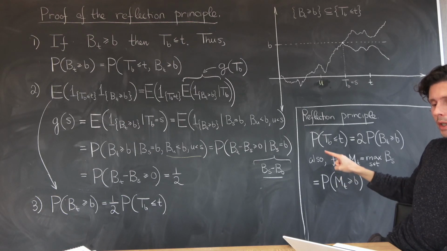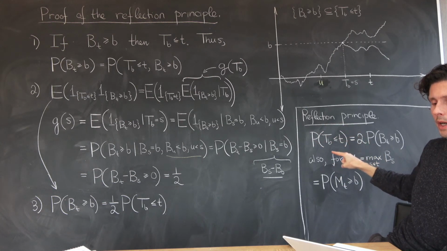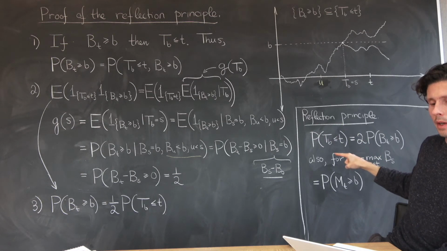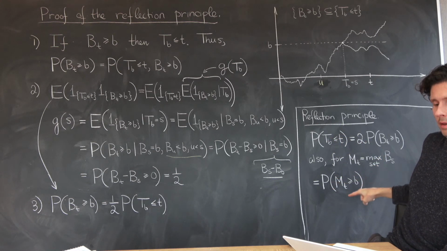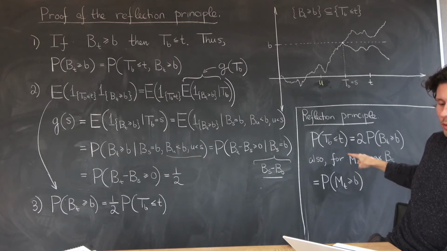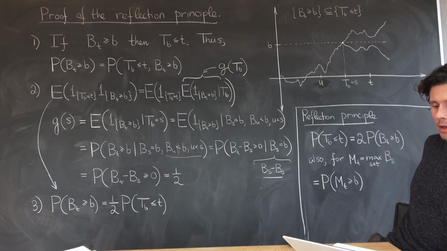So now not only can you get the distribution of T_B, you can also get from this the distribution of the running, what's called the running maximum of the Brownian motion.